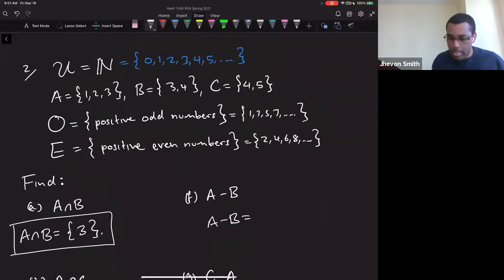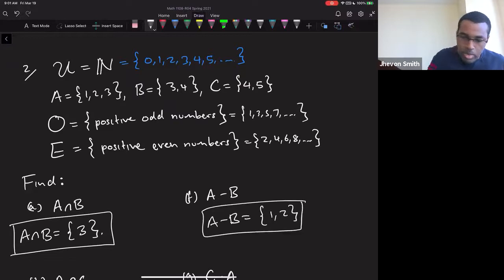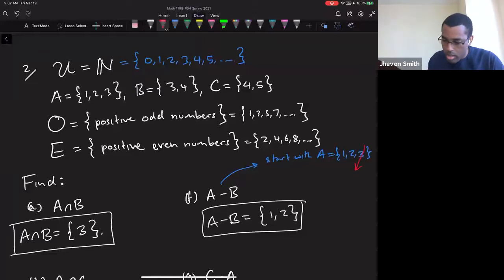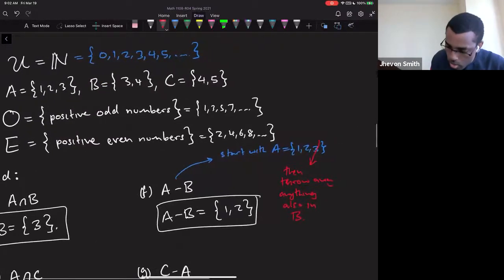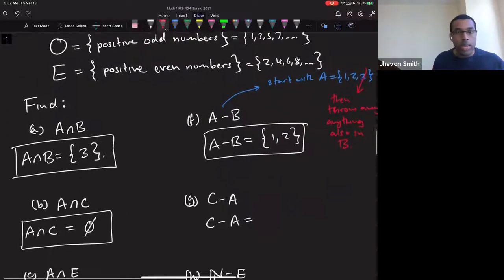A minus B. What is A minus B? The set containing 1 and 2. Yep. So remember what A minus B means. You start with A, then throw away anything that is also in B. That's what set minus means. So A minus B would be 1 and 2.